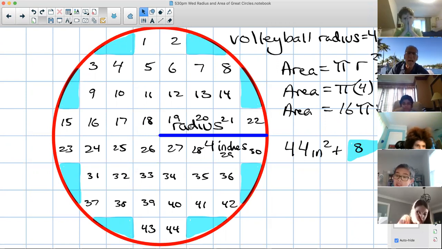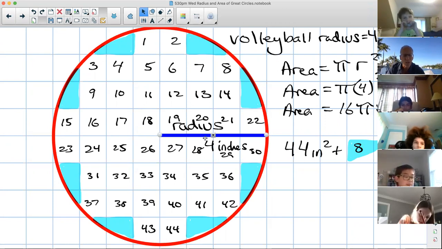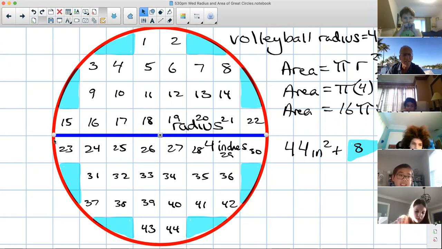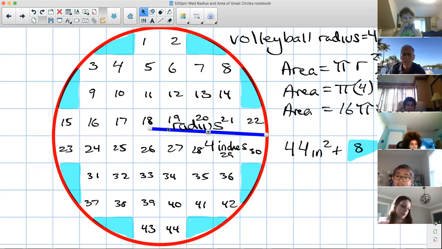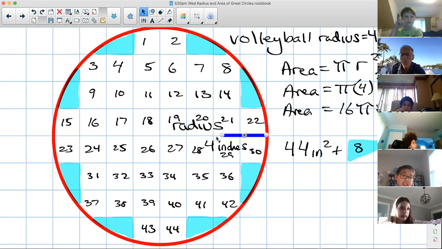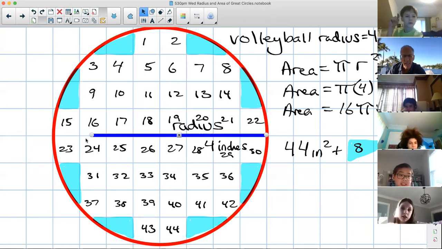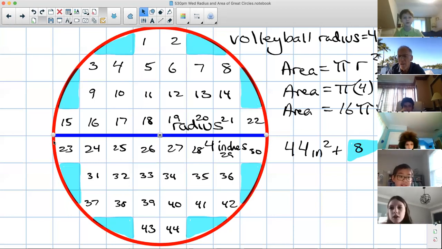So everybody look at the blue line. I am going to extend it now to a diameter. And as you can see, each square represents 1 inch. That's an 8 inch size. That's not the size of a real volleyball. Well, no, it is the diameter of the great circle of a volleyball. Volleyballs are maybe a little bit more than 8 inches in diameter.